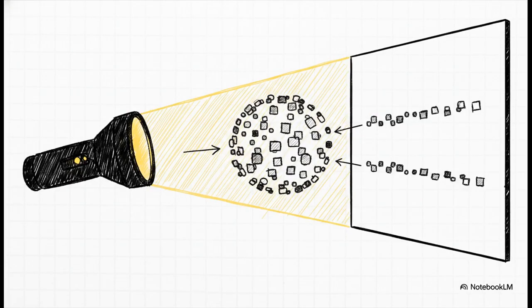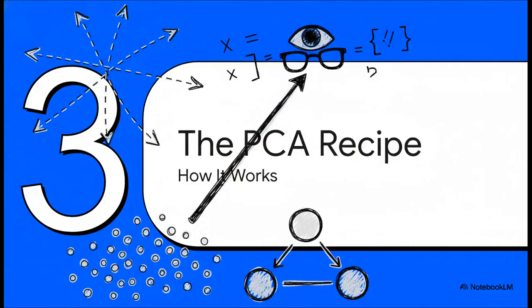Okay, this is my absolute favorite way to think about it. Imagine that data cloud is floating in a completely dark room. PCA is like finding the one single perfect angle to shine a flashlight on it so that the shadow it casts on the wall is as wide and as spread out as it can possibly be. That shadow is your new simplified view of the data. It's a lower dimensional projection that has preserved the most important information, the most variance. It's just brilliant. So we get the why. We want to find that perfect shadow.